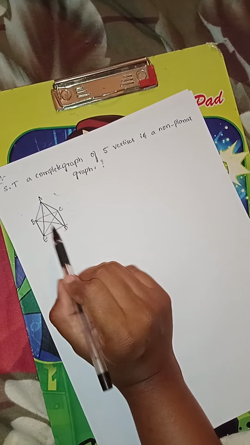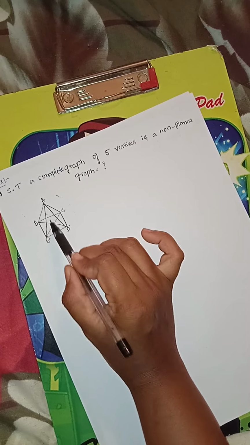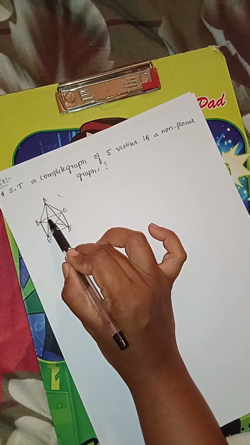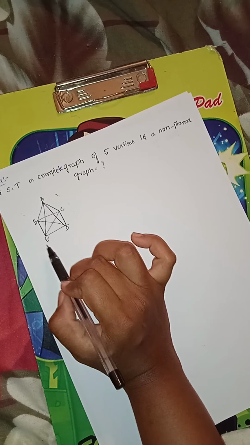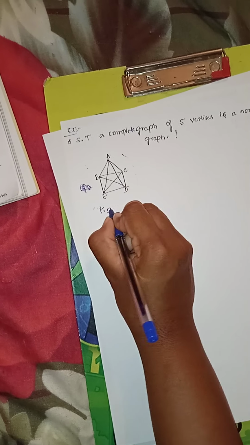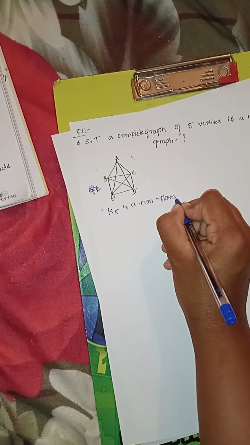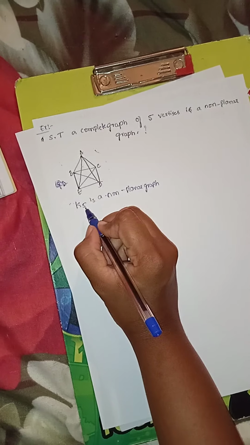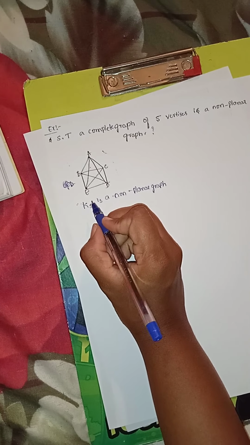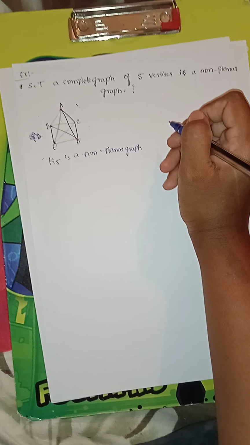Is it a planar graph? No, because these edges are crossing each other. These edges also cross each other. So this graph is called a non-planar graph. K5 is a non-planar graph. K with a subscript n denotes the number of vertices in the graph. Now we try to draw it in a plane without any edge crossing. Now we draw the planar graph.